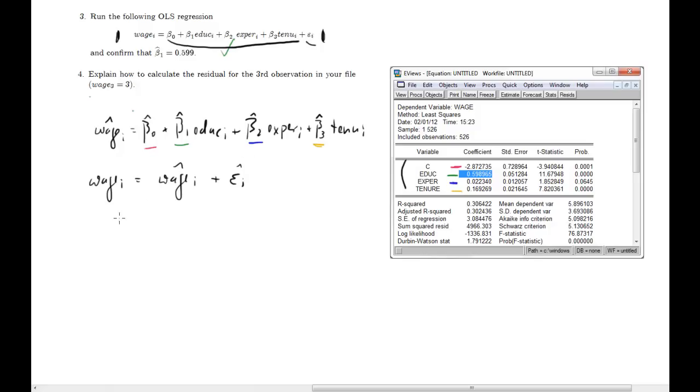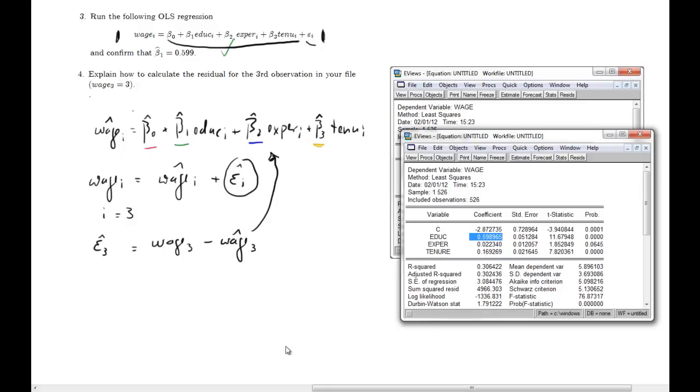So if we want, instead of I, the third observation, we set I to 3, and we want epsilon 3 hat. So we need to bring the wage hat across to the other side, so we'll get wage for the third observation minus wage 3 hat, the estimated value. For wage 3 hat we now just substitute all we have up here, but to calculate that, we need the actual observations for the third observation. We need the wage, education, experience and tenure.